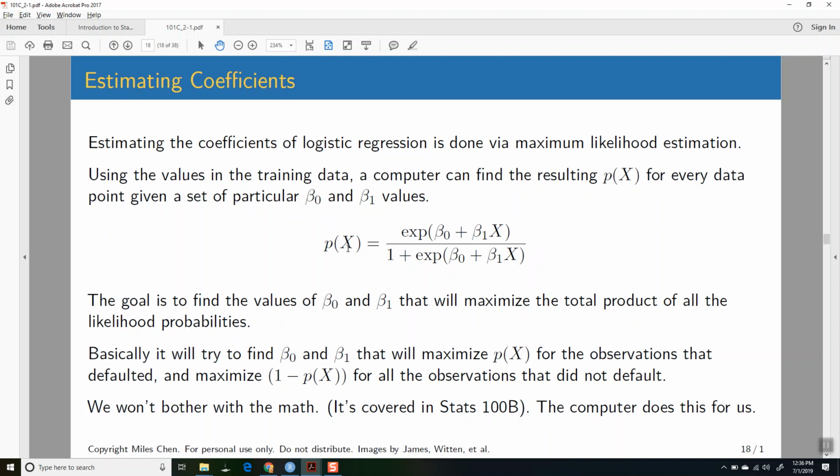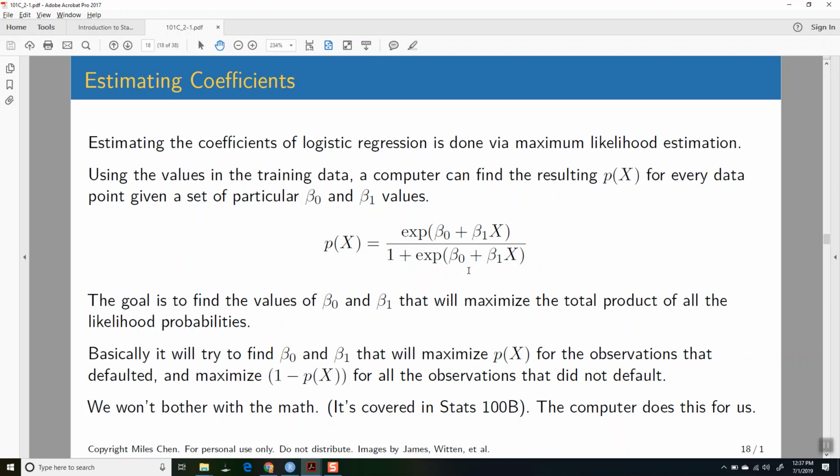Basically, for all the observations that did default, we want this value to be as large as possible. At the same time, we need to balance it out by saying that for all of the observations that did not default, we want this to be as small as possible. So with maximum likelihood, we have to take everybody into account. We need to find the beta 0 and the beta 1. We've got to turn these two knobs.